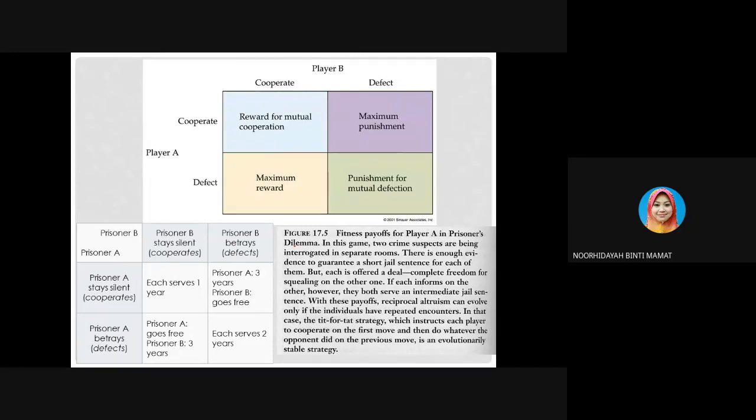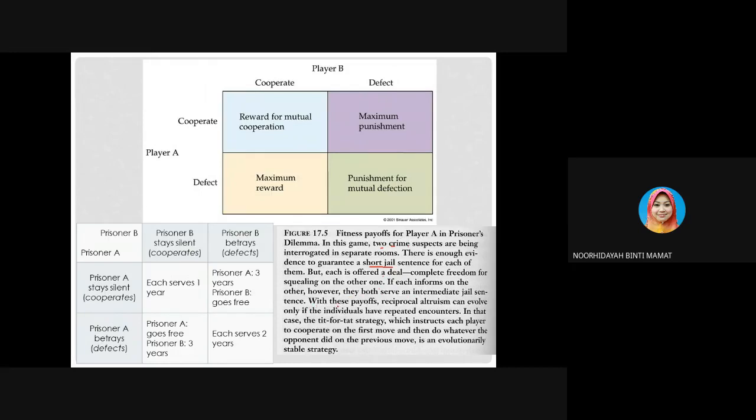Okay, so in this game, two crime suspects are being interrogated in separate rooms. There is enough evidence to guarantee a short jail sentence for each of the two crime suspects. But each is offered a deal: complete freedom for squealing on the other one. If each informs on the other, however, they both serve an intermediate jail sentence.